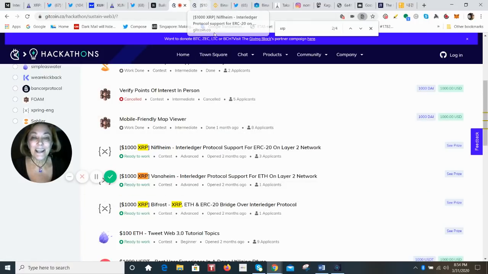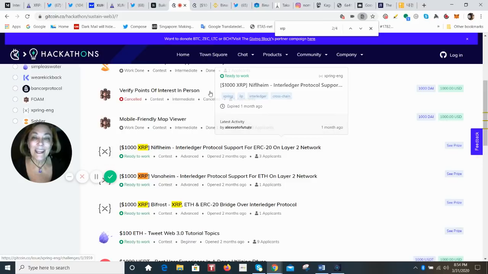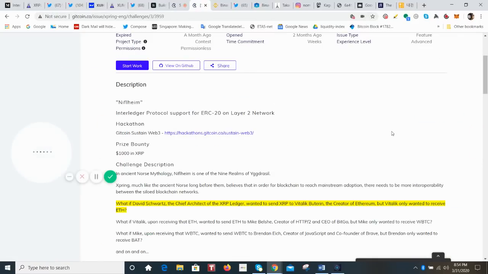And if we take a look at the one that had three applications, which is interesting, they give it in the description. So what if David Schwartz, the chief architect of the XRP Ledger, wanted to send XRP to Vitalik Buterin, the creator of Ethereum, but Vitalik only wanted to receive his Ethereum? So this is where this space is evolving to. And some is getting us ever, ever so closer.